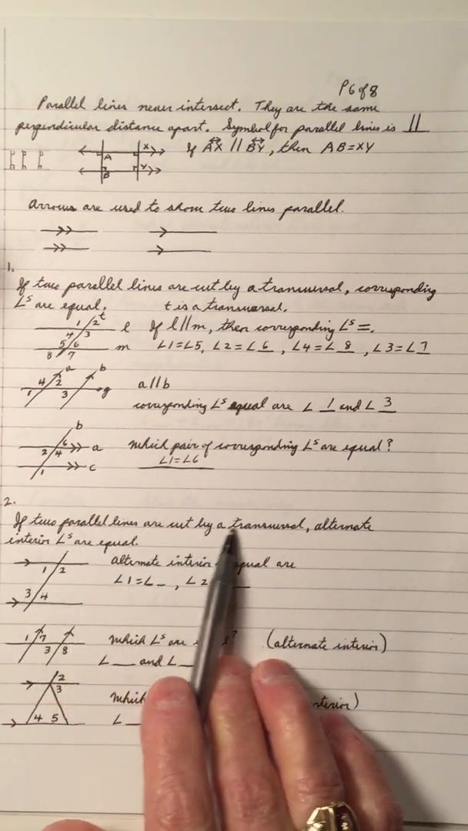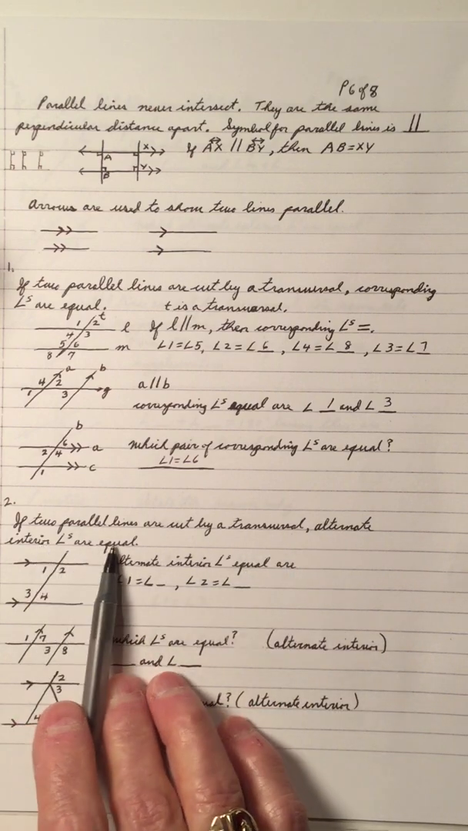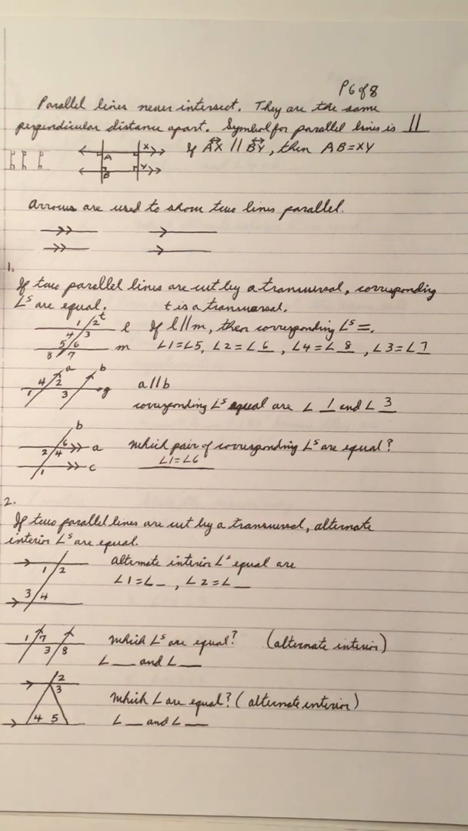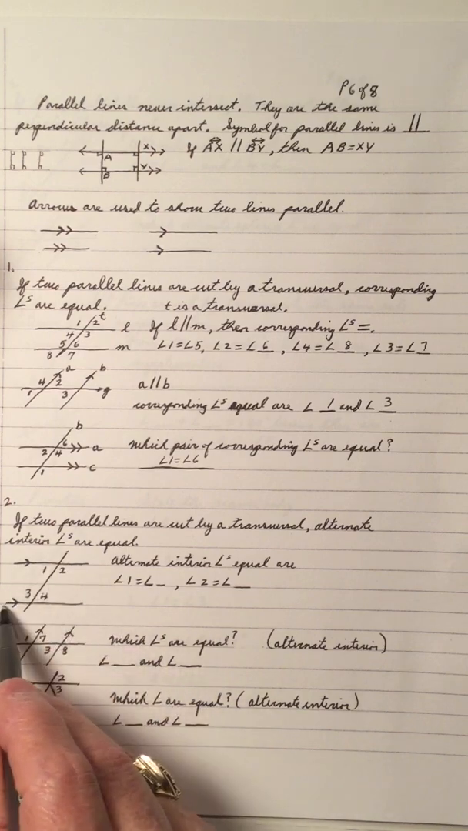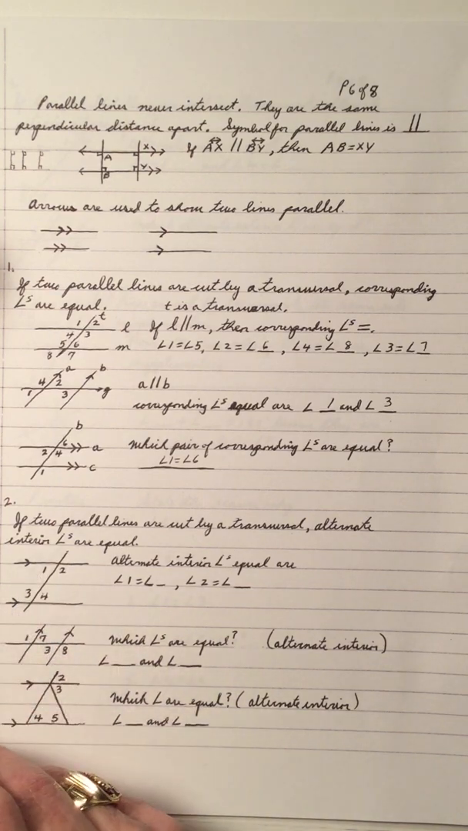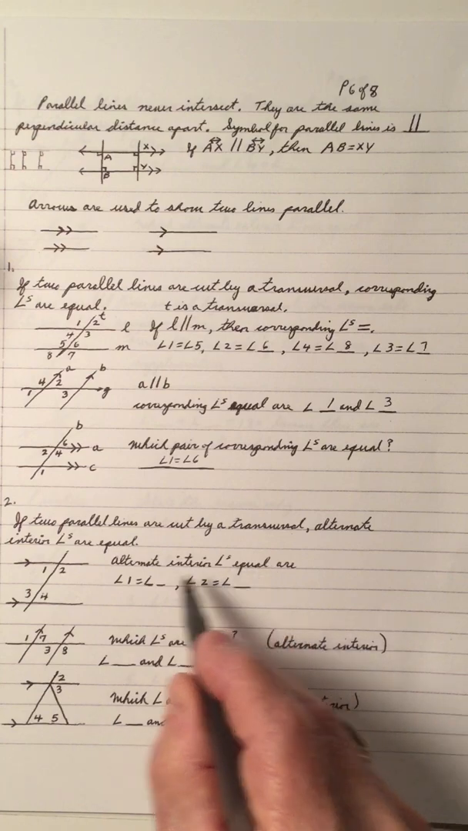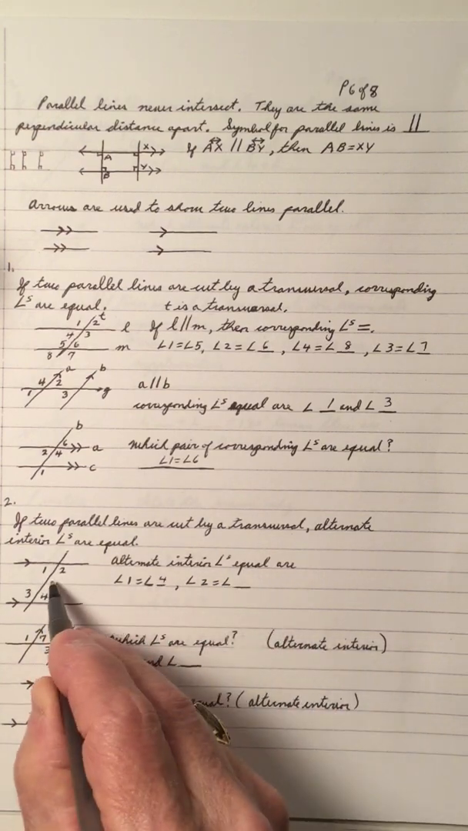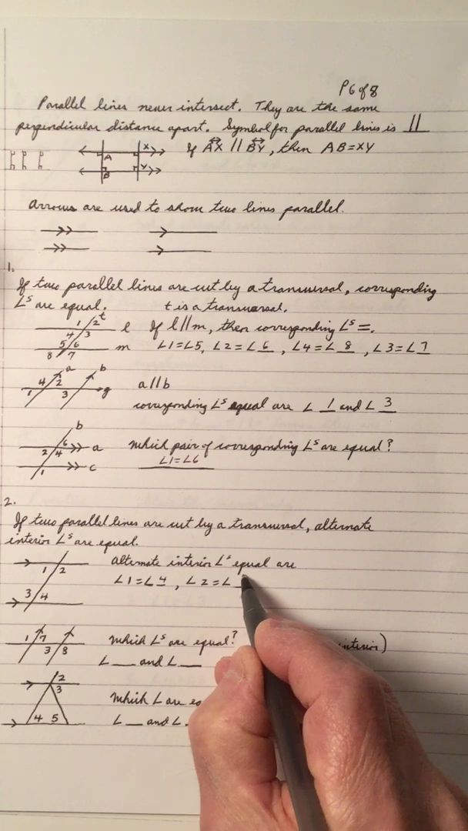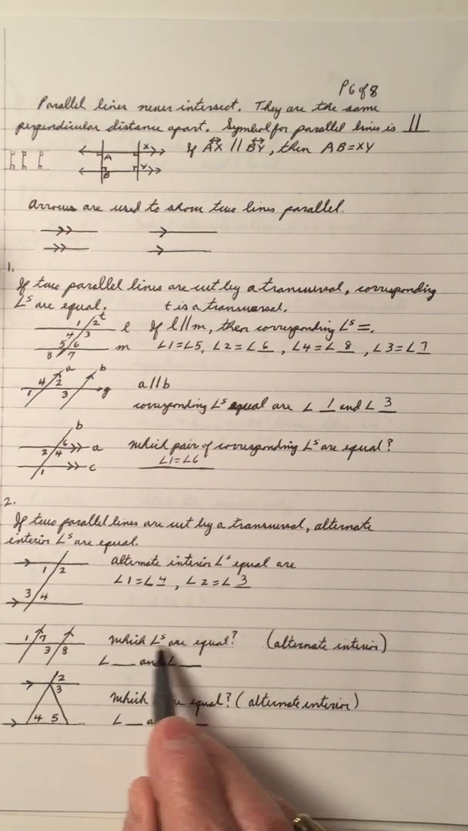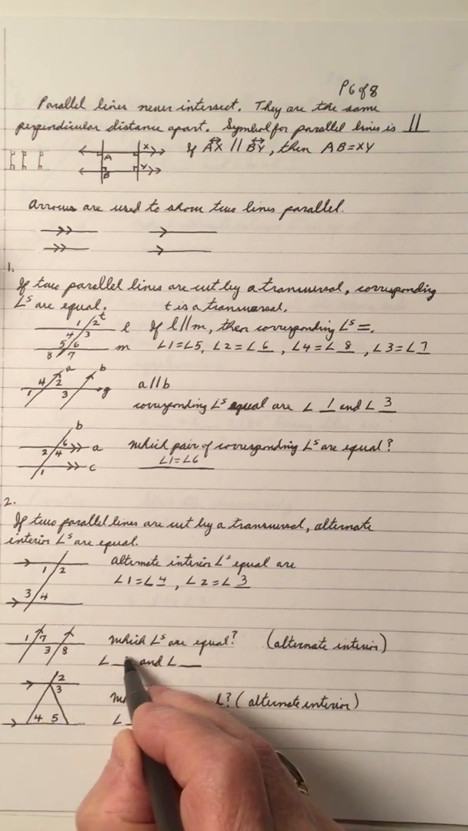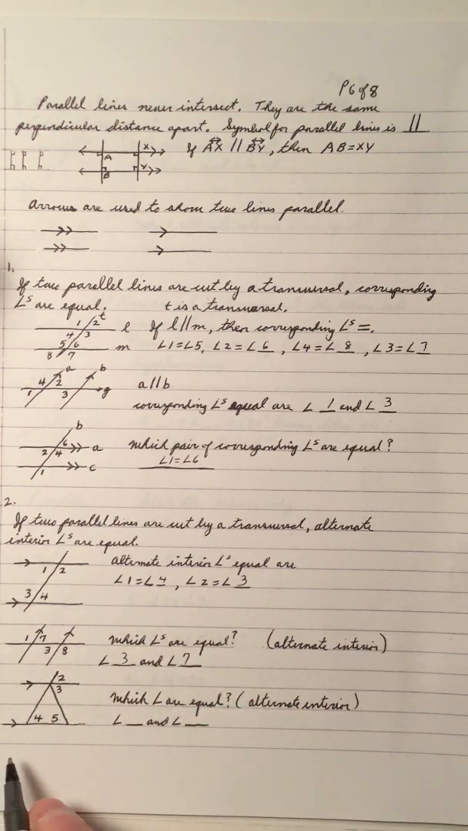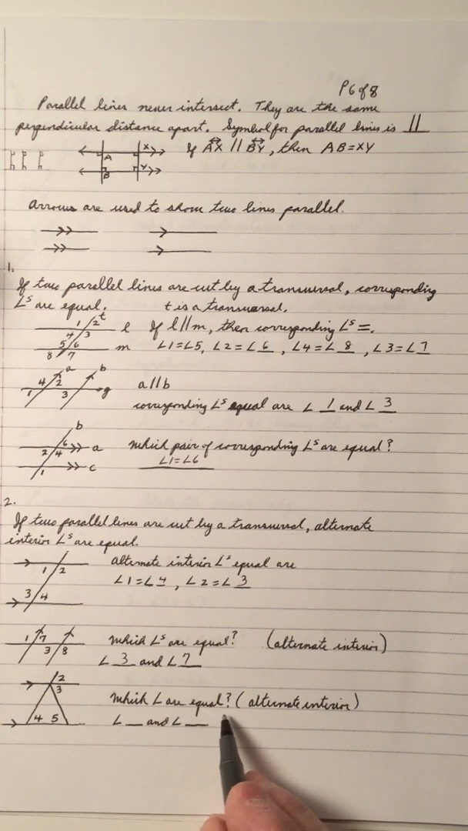If two parallel lines are cut by a transversal, the alternate interior angles are equal. Alternate interior angles are across the transversal and are on the inside. So these two lines are parallel because of the arrows indicating it. The alternate interior angle to 1 is 4, and the alternate interior angle to 2 is 3. They're equal. Which pair is equal? If they're alternate interior, you have 3 and 7. Which pair of angles are equal?